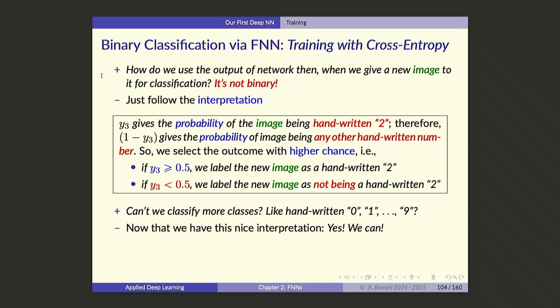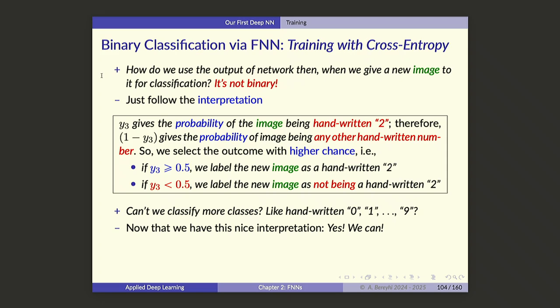So you basically need to compute the chance of every class happening, right? This way of interpreting the classification, instead of looking at the label, just looking at the chance of the label happening, can help us easily extend this diagram or this neural network to multi-class classification.